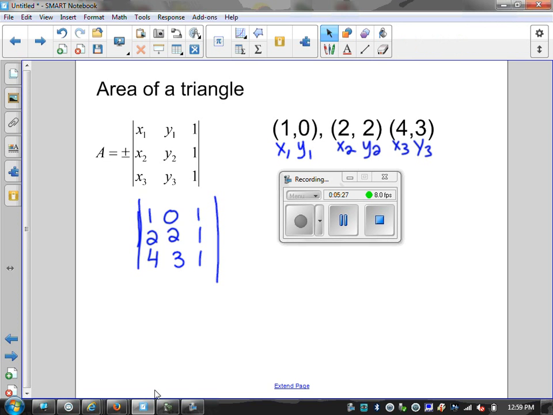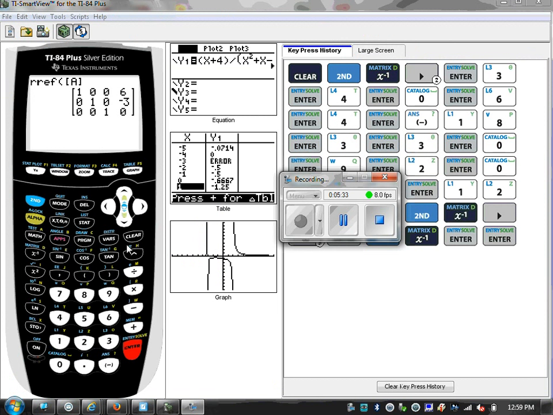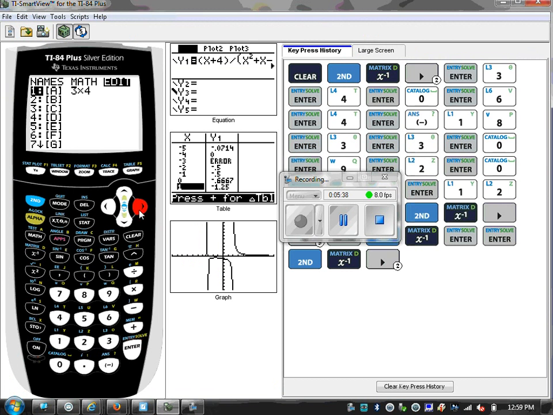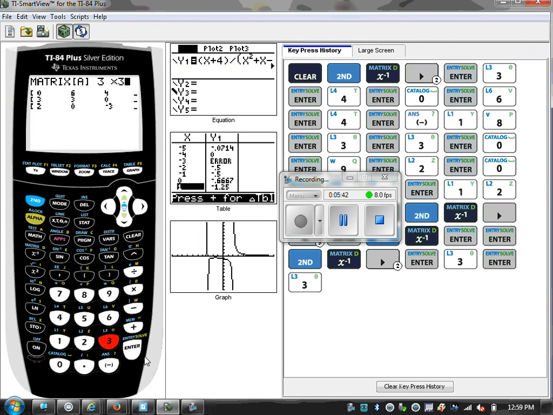So here's what we're going to do. We're going to plug this into a matrix. This is 3 rows by 3 columns. So in our calculator, second matrix, let's go ahead and edit. And this time we're going to edit a 3 by 3. And let's enter our values.